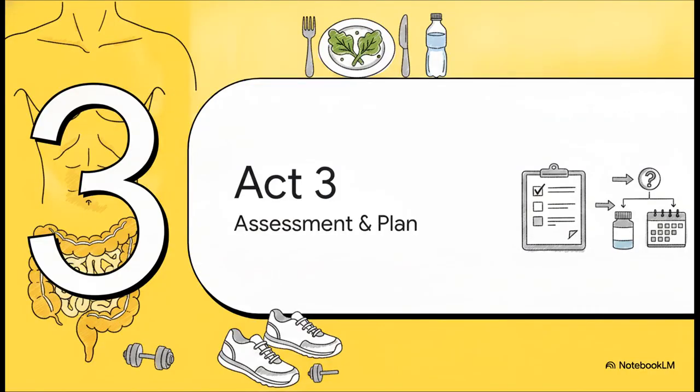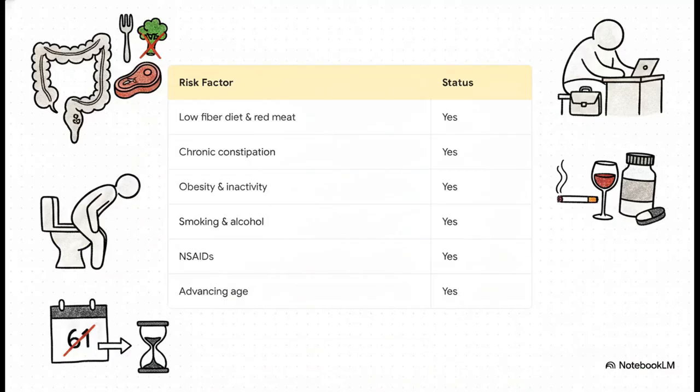On to Act 3: assessment, planning, and counseling. Returning to our patient, let's assess how this pathophysiology connects to his specific case and how we should manage him today. Taking a look at his history, it turns out his social background is essentially the exact risk factor checklist for this disease. He hit 9 out of 9 perfectly.